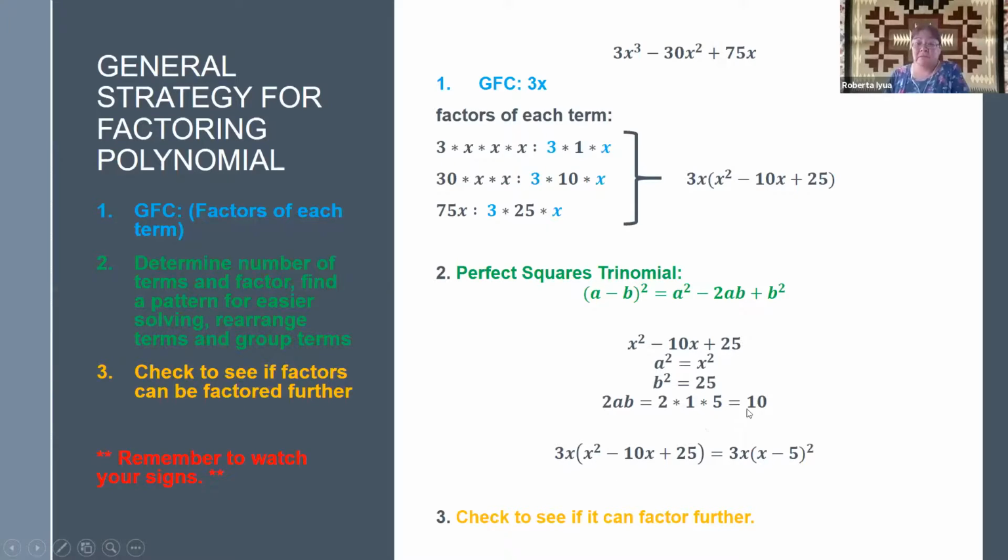So knowing that, your answer will be 3x times x minus 5, and we square that. Looking at this, 3x times x minus 5 squared, you're going to see if you need to factor that out further. As you can see in my example, this is as far as we can go.